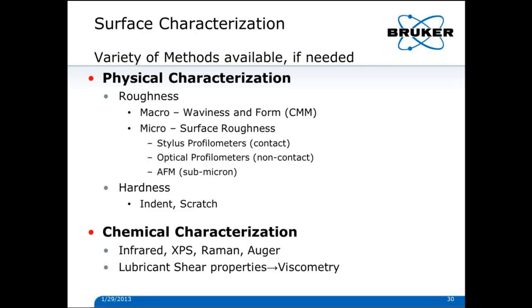Optical profilometers, which are non-contact. Atomic force microscopes, similar to a stylus profilometer, a bit more sophisticated. They work at the submicron level. We also want to characterize the hardness in terms of either an indent or a scratch. These all help us understand the properties of the two materials coming in contact, the two surfaces. On the chemical end, we can use infrared, XPS, X-ray photospectroscopy, Raman, Auger. We can also use viscometry to study the lubricant shear properties. So again, physical and chemical characterization help us understand the surface.